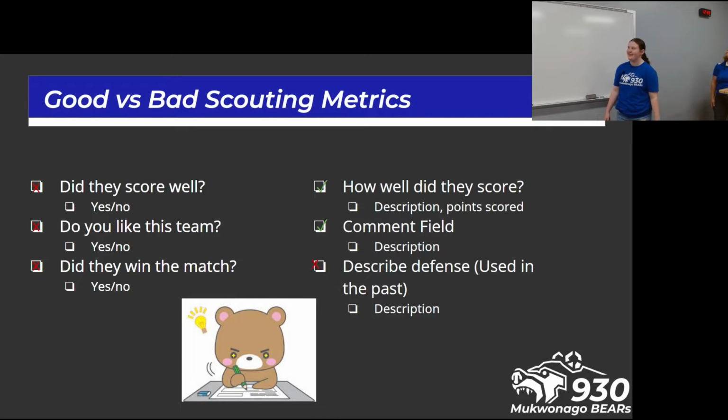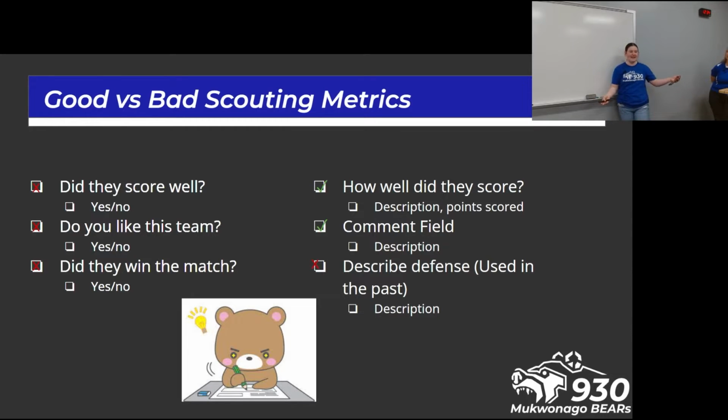All right, let's go ahead and talk about some good versus bad scouting metrics. I know the answers are already on the board, but let's talk about why you think "did they score well" would be a bad data point. Does anybody have any ideas? Yeah, very vague. It's not going to give you good data, and it's also subjective.